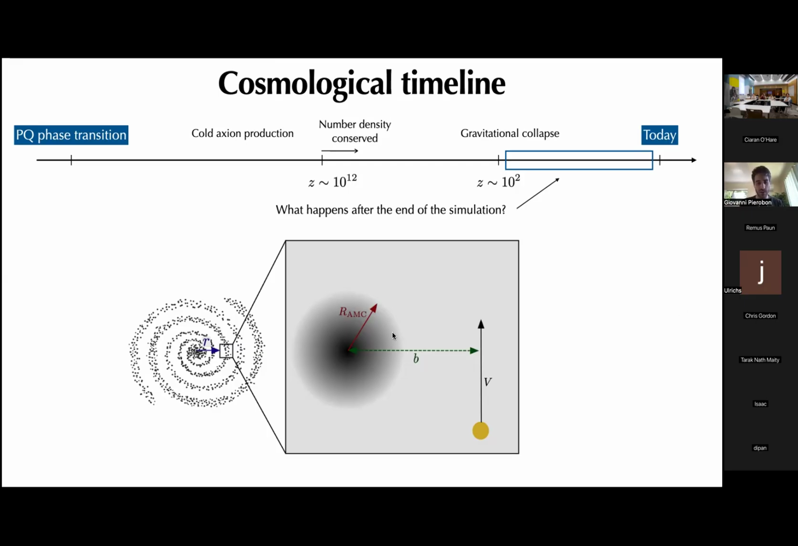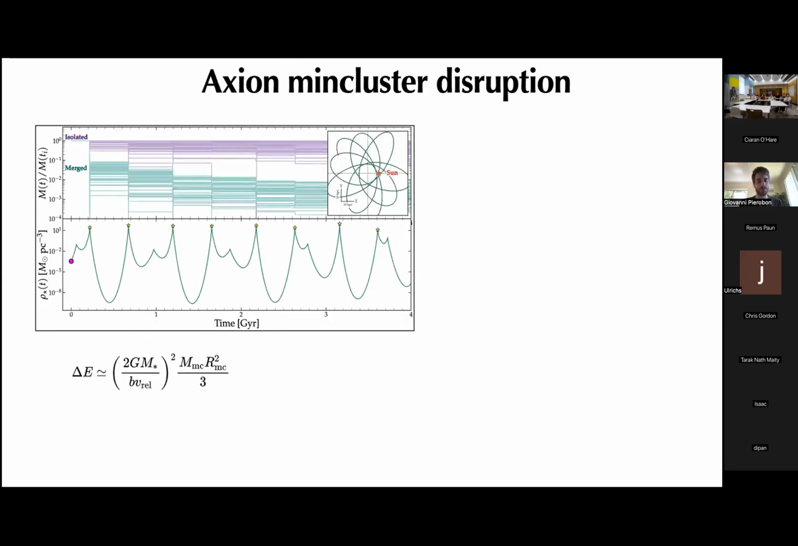Here you see a very nice picture of a typical mini cluster interacting with a star, and you have an impact parameter. You want to know if the stars have enough energy to disrupt the mini clusters or leave them intact. This is another work that we've been doing. This is a Monte Carlo simulation of the orbits, using a code called GalPy, essentially looking at the orbits of this mini cluster around the center of the galaxy.